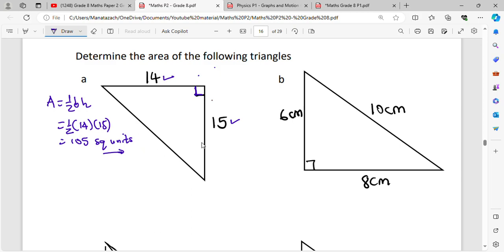And then let's go to question B. Question B, you can identify the base as 8 centimeters. The height is 6 centimeters, joined by a 90-degree angle. So here the area is half base times height. The base is 8, the height is 6. The answer is half times 8 times 6 is 24 square centimeters.